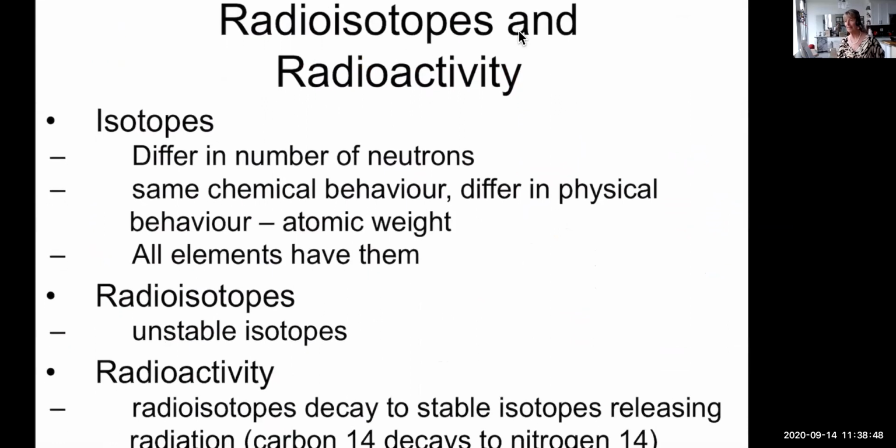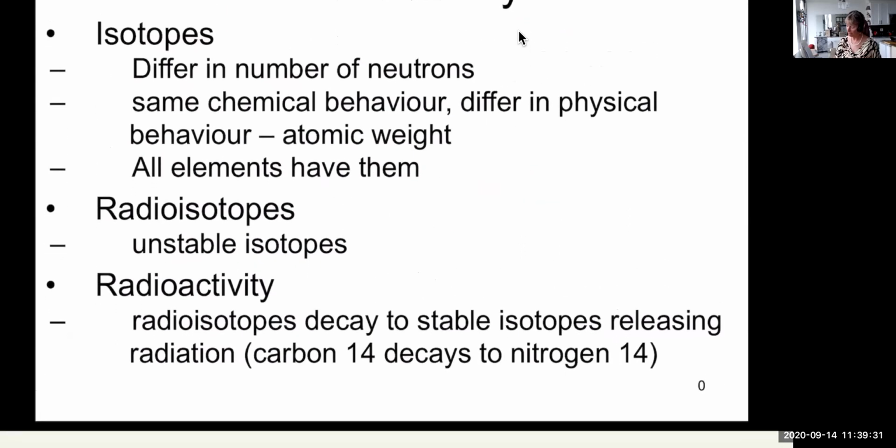So what's interesting, especially in biology and medicine, is that elements don't always have the same number of neutrons. Indeed, sometimes they have a few more or a few less. So isotopes differ in the number of neutrons that they have. Interestingly, they're the same in chemical behavior, but they may differ in physical behavior. For example, they have different atomic weights because you have a different number of neutrons. Pretty much all elements have them.